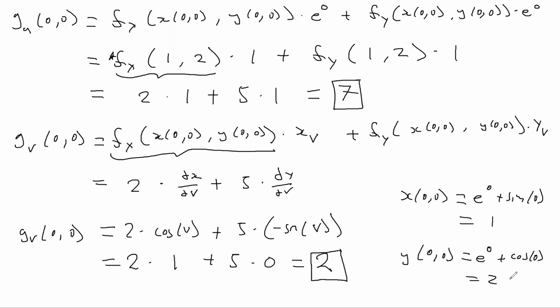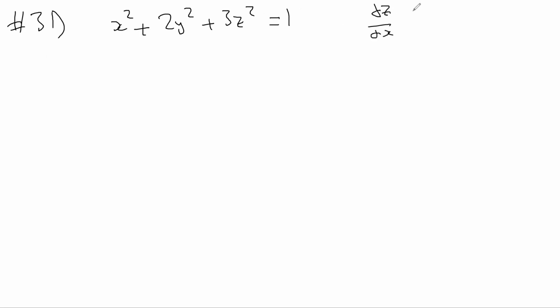Is there anything else I wanted to cover? Okay, one last thing before we end 14.5. Let's cover this idea of implicit differentiation. I'll go off example 31. Let's say we have the equation x squared plus 2y squared plus 3z squared equals 1. The question is to find what dz over dx is equal to, and what dz over dy is equal to.